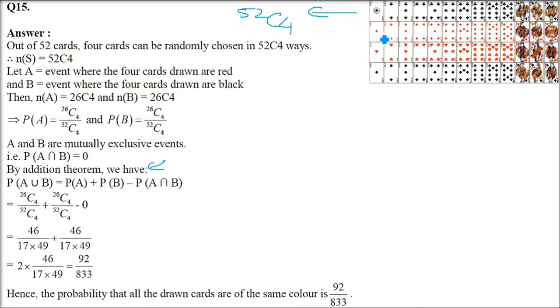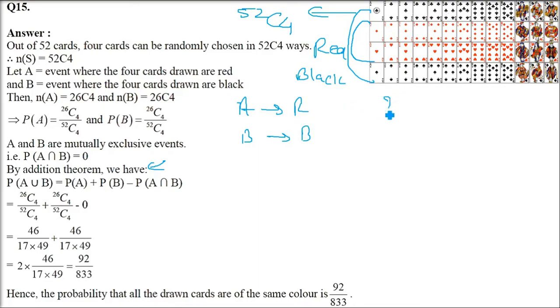So getting a favorable case of the same color. You see in 52 cards, 26 are red and 26 are black. There are only two types of cards in a 52 deck. Event A we are taking as getting red, and B is getting black. So 26 red cards are there. There are 26 cards, and all of them have to be of the same color. So 26C4.